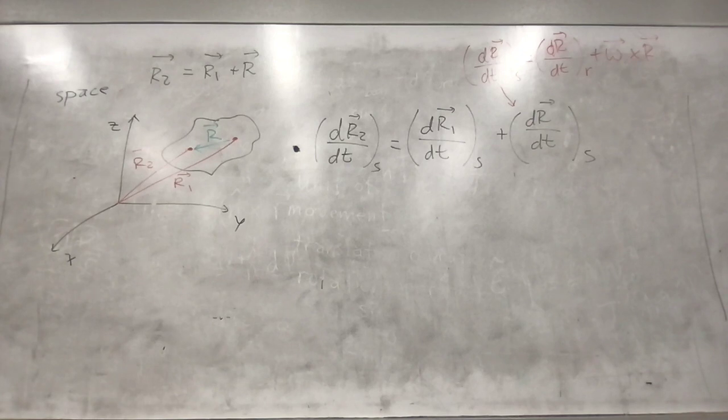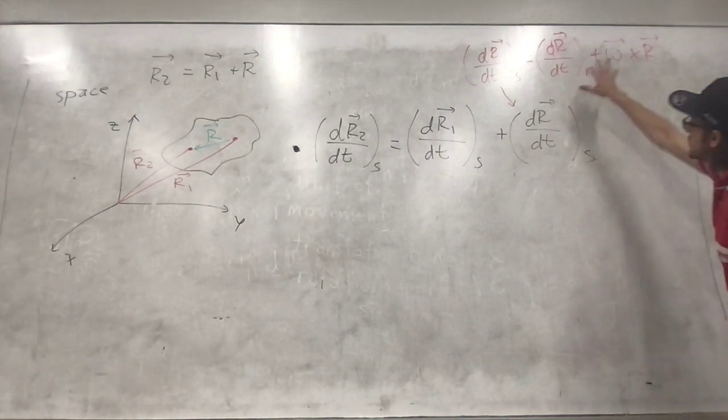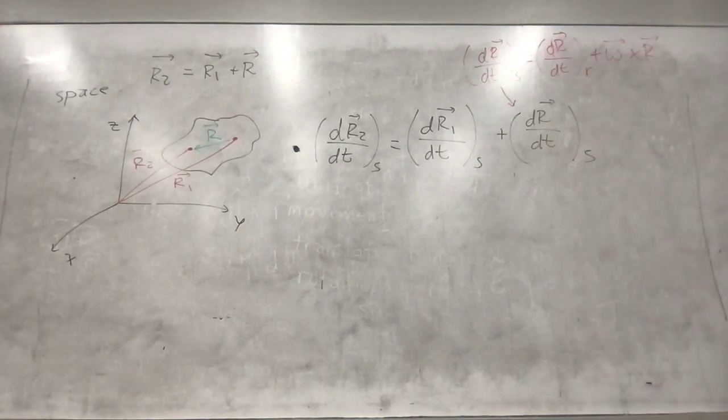Why? Because it's a rigid one. Right. And we define R1 and R2, right? So from space, you see that R1 and R2 are moving. R is moving. But if you are on the rigid body, R is not moving. So in rotation coordinates, that term is zero.